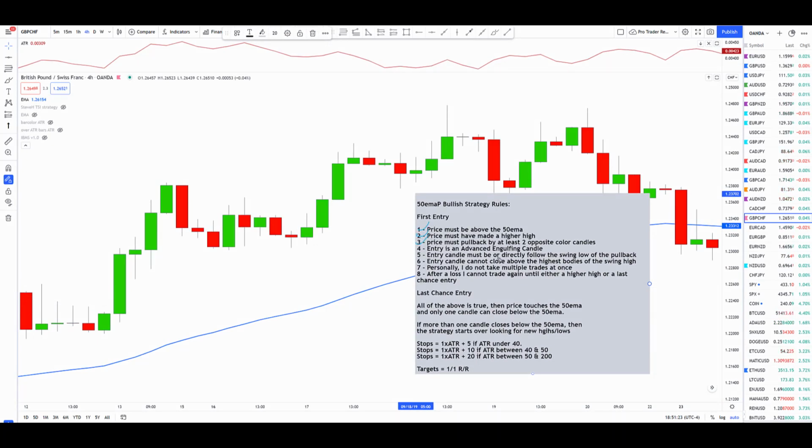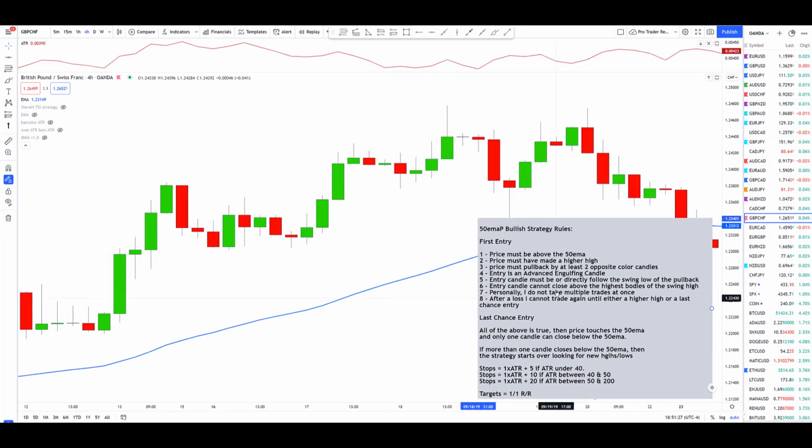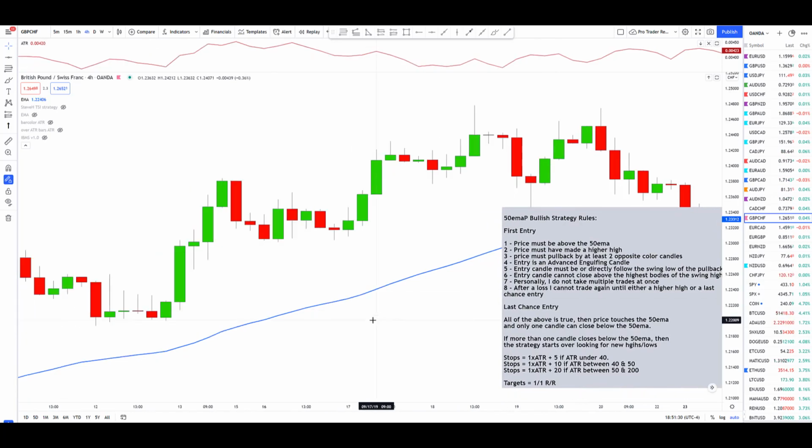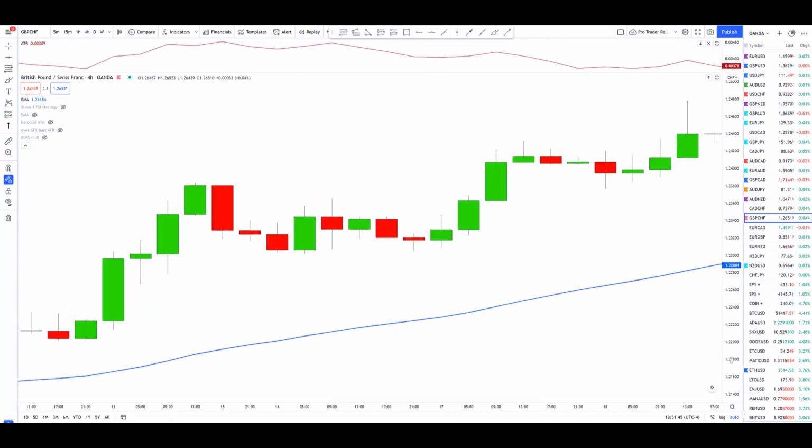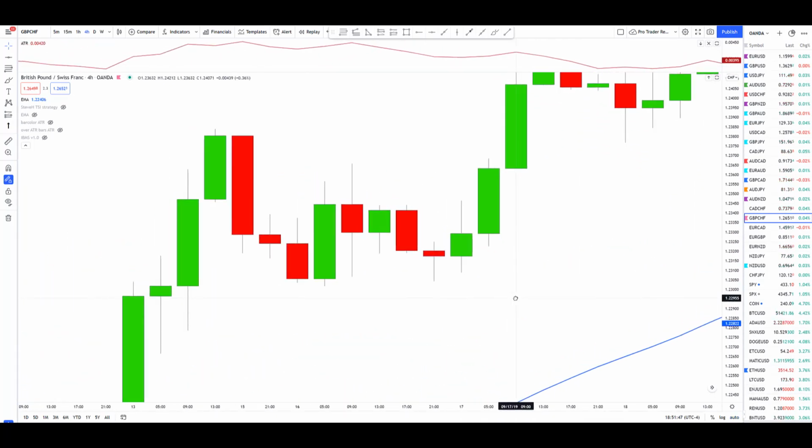Our entry is an advanced engulfing candle. If you need to go back to the section on technical analysis that talks about these candles, go ahead and do so. But if you'll remember, we had 2 different advanced engulfing candles. One of them was a 1, 2, 3 engulfing candle, and the other was a swing low engulfing candle. All this means is that the engulfing candle itself, in this case, is a swing low engulfing candle.